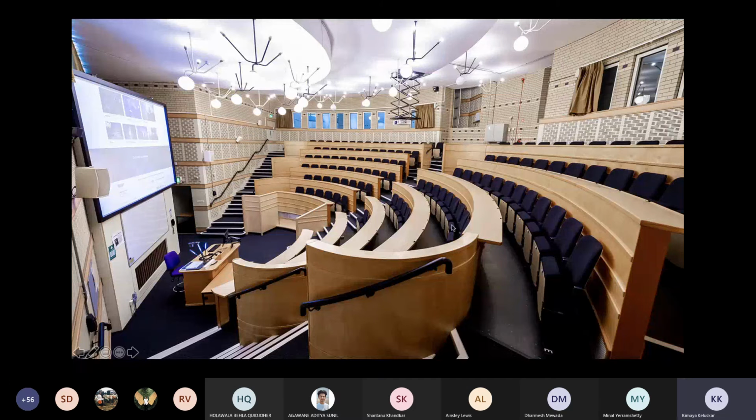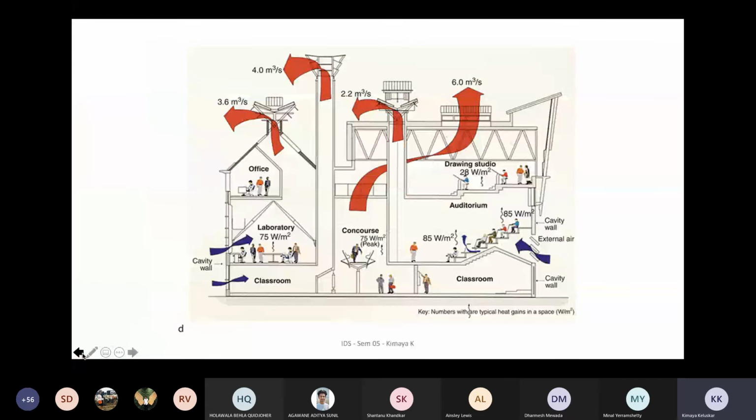This is the auditorium, and the inlets are through these seating areas. Behind this entire screen is the shaft that you saw. I will go back to the section, to this one, the shaft through which the entire air is being moved out. It tells you the amount in meters per second. So this is 2.2 meters per second. But for the concourse and the drawing studio, it is 6 meters per second, because again it's to do with the volume of the air. It's also to do with the pressure differences that are created because of a particular form.